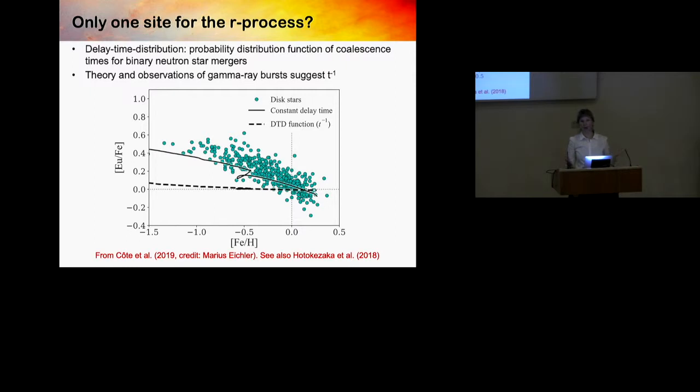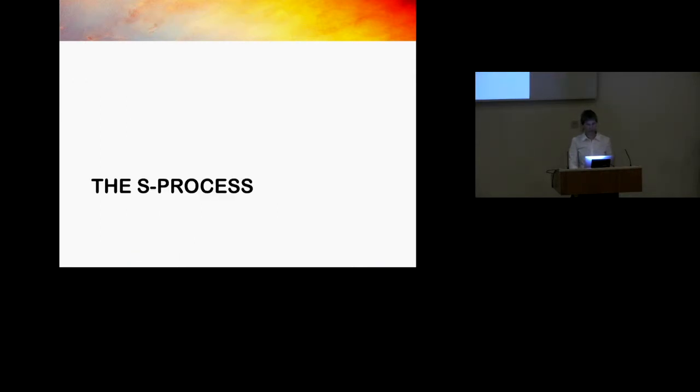Either we don't understand coalescence times, they happen more frequently, or there must be another site of the R process. Groups are still fighting over this. So we've been working on the S process as a way of, if we can improve our models of the S process, it gives us a way of essentially working backwards and constraining the R process.